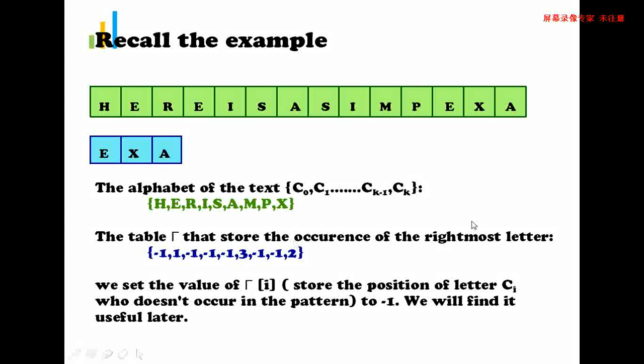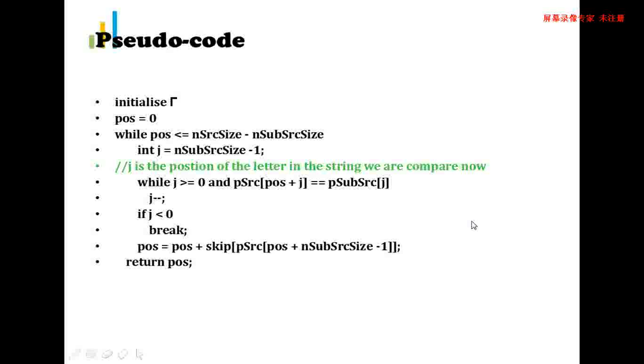Okay, so then I'm going to show you the pseudo code here. I wrote it by myself, and what we have just learned is actually the initialize table step. So we have a table that stores all the positions, and now what we need to do is calculate it. We have position equal to 0 to initialize it, and we have a while loop to make sure that the pattern doesn't get out of the string.